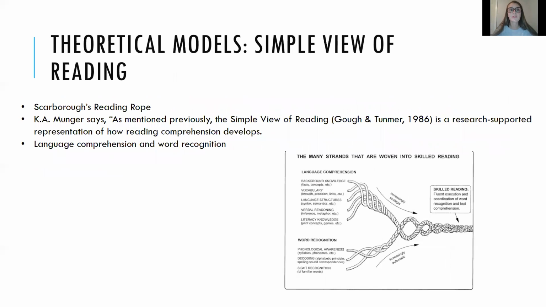Okay, so we have the simple view of reading. So it's going to be a little bit similar to Scarborough's reading rope. Okay, so it's still going to talk about it. I put the example on here again so you can see it as well. K.A. Munger says, as mentioned previously, the simple view of reading, Gough and Tunmer, 1986, is a research-supported representation of how reading comprehension develops. Okay, so it's going to be those same two concepts as before, the language comprehension and the word recognition. And when you tie those two together, you're going to create that reading rope like I talked about in that previous slide.